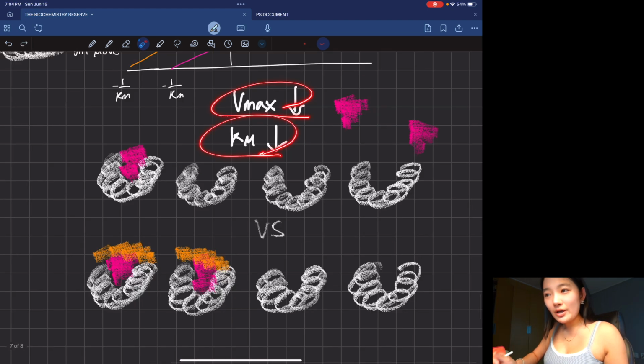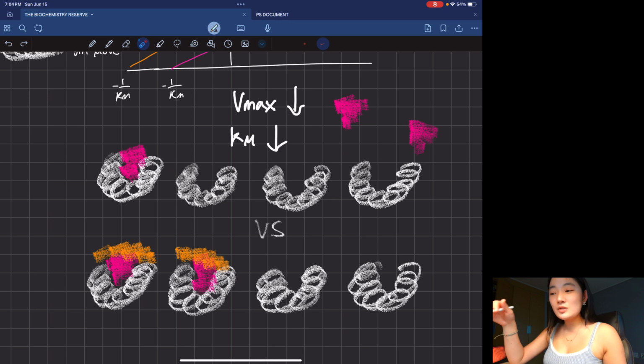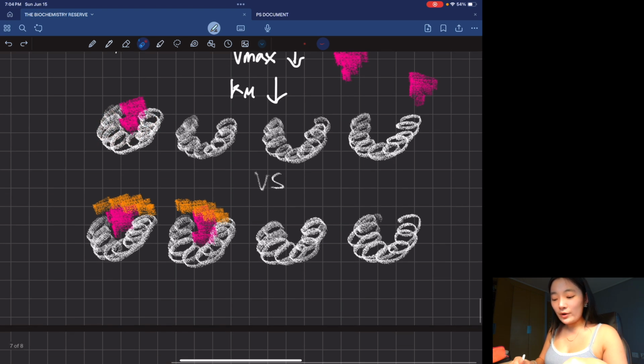Now, why does Km go down? Recall that Km is basically the affinity. It basically represents the affinity the enzyme has for the substrate, right? Do you see how when we put a lid on the enzyme substrate complex, i.e. we put an uncompetitive inhibitor on the enzyme substrate complex, it seems like it's binding more tightly, right? i.e. Km is going to go down.